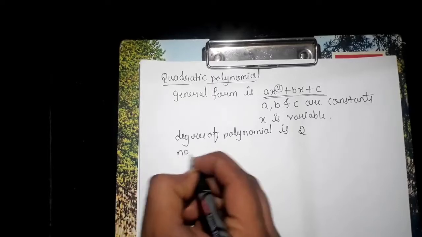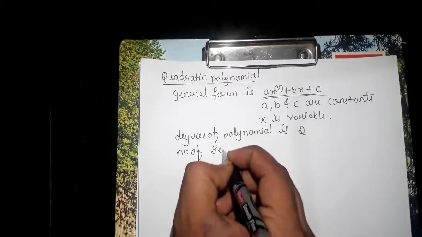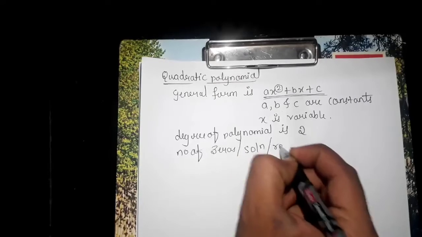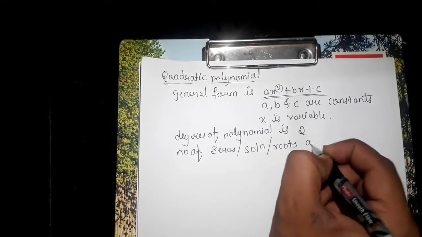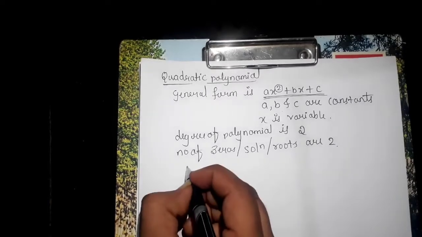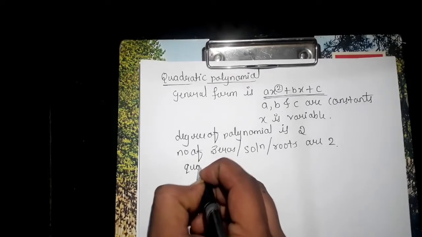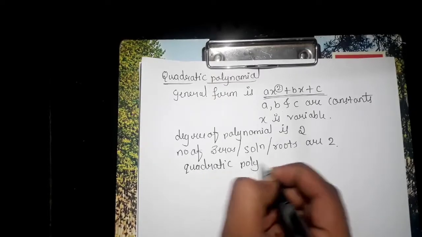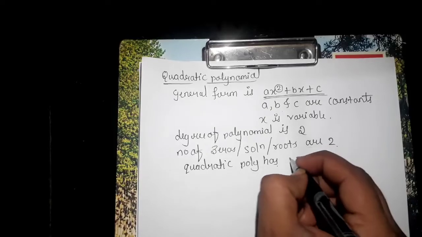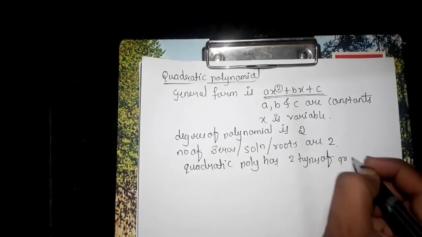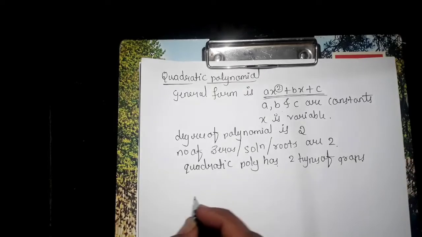Number of zeros or solutions or roots are 2. Quadratic polynomial has two types of graphs, type 1 and type 2. Let me discuss.